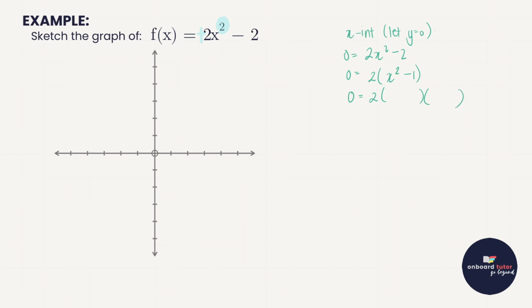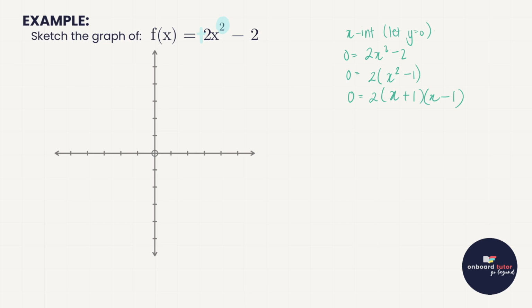And now I hope that you are spotting what I'm spotting. This is the difference of squares. x times x is x squared. 1 times 1 is 1. So that's going to be x and x, 1 and 1. And 1 is plus and 1 is minus. Now I'm ready to solve.